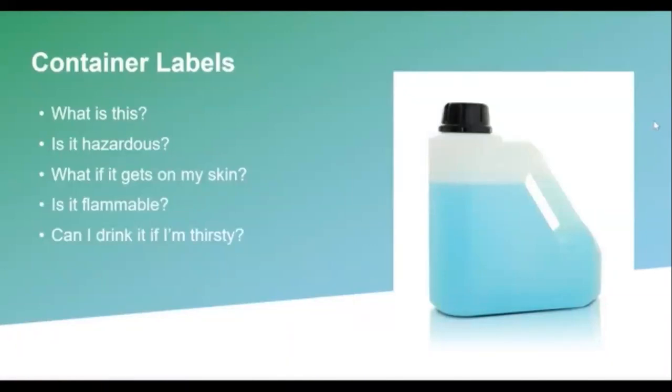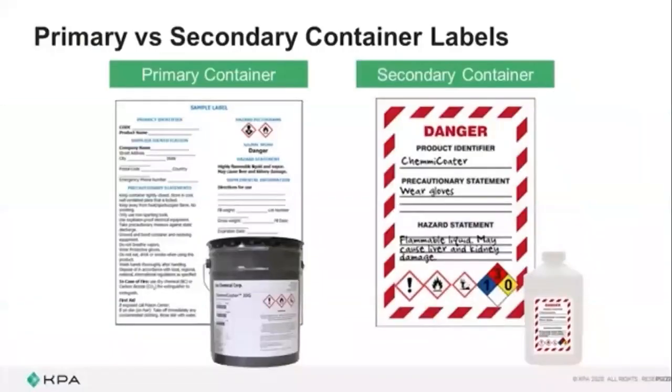That information is all found on a safety data sheet. So, a breakdown of the primary versus secondary container labels. The primary container is labeled by the manufacturer with the following information.